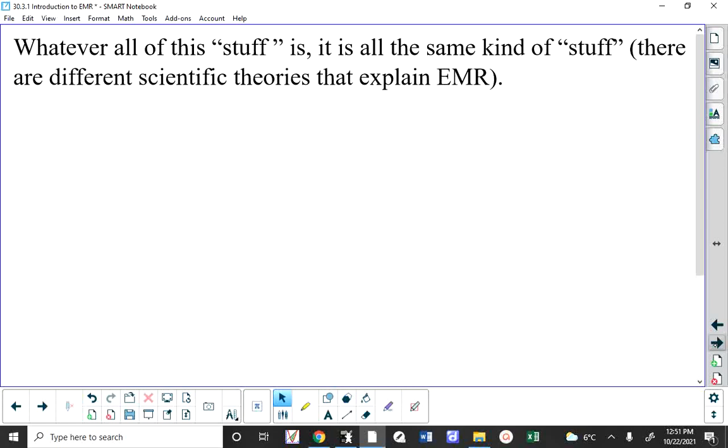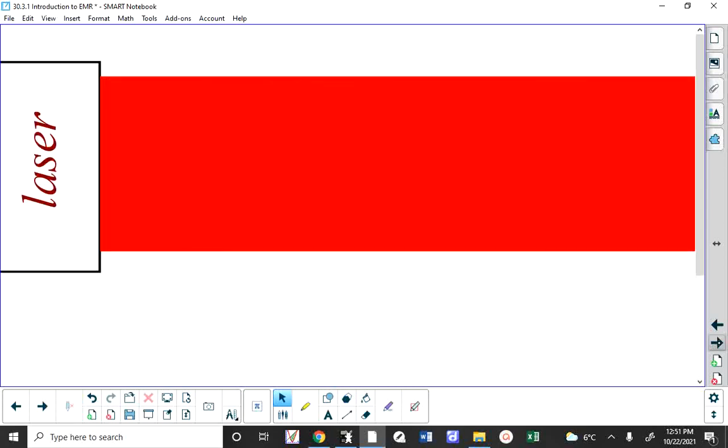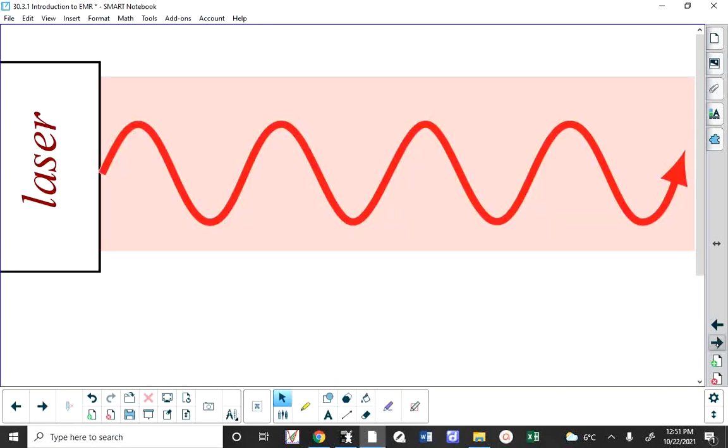By the way, I hope you notice that sound waves are not on this list, because sound is not a type of electromagnetic radiation. Sound is a type of what we call a mechanical wave. There are 2 main theories that describe or try to explain what light is or what EMR is. So if you had a laser light, one of the theories says that what is in that laser beam is actually a wave. And there's a lot of evidence to suggest that light is a wave.